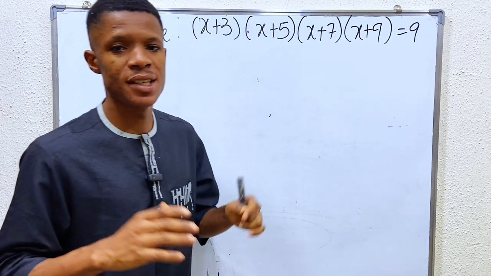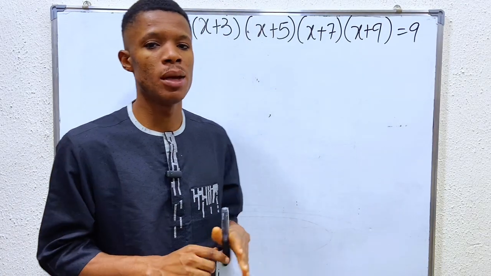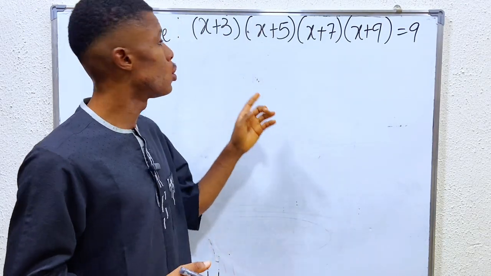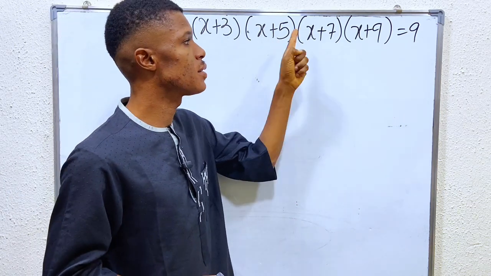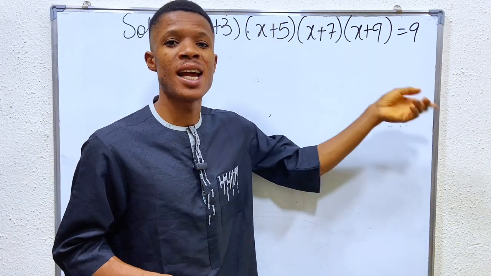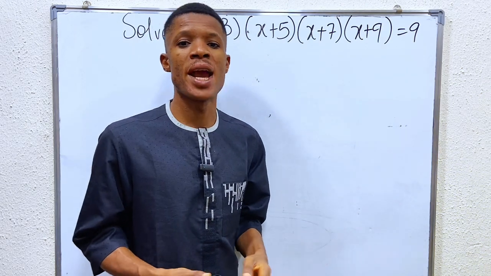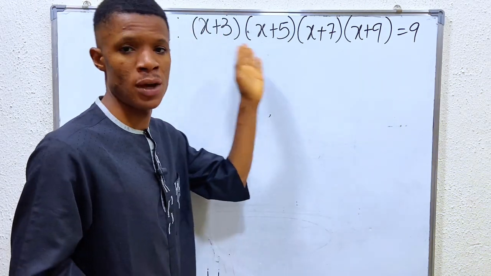Can you solve this interesting Maths Olympiad problem we have on the board? We are told to solve (x + 3)(x + 5)(x + 7)(x + 9) = 9. We're expected to find the value of x.